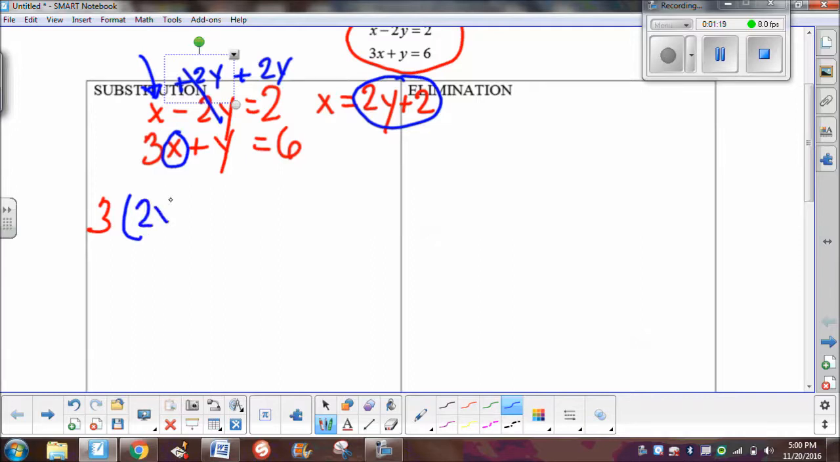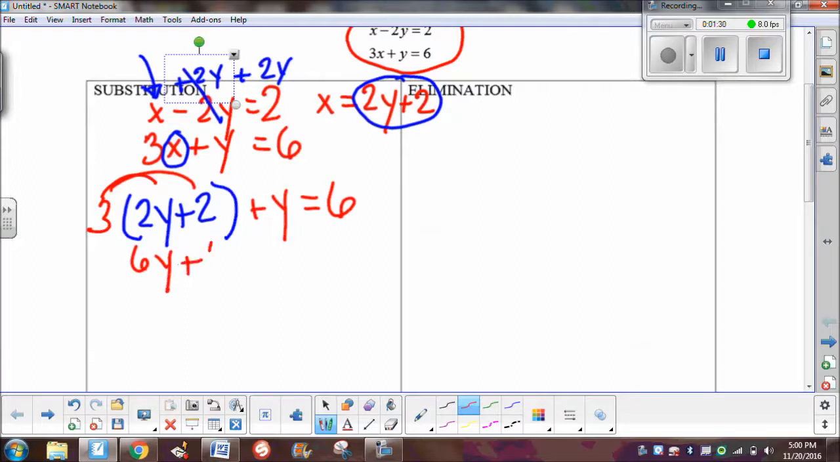So 2y plus 2 is what I'm substituting in for x, plus y equals 6. Now I'm going to distribute: 6y plus 6 plus y equals 6. I get 7y equals 12.